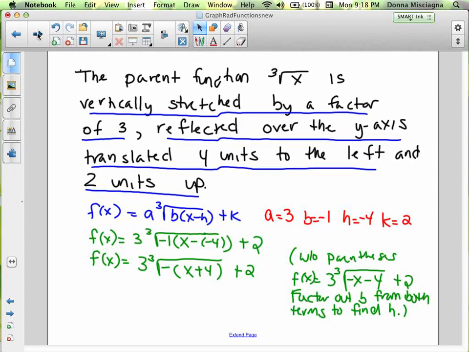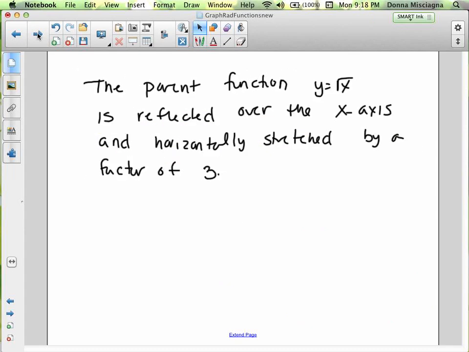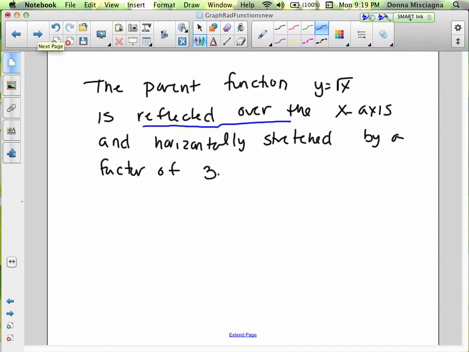Let's see, do I have another one, or was that the last one? I think this is the last one. So parent function y equals the square root of x is reflected over the x-axis and horizontally stretched by a factor of 3. And I tried to keep the things happening in this one to a minimum because this one is a little trickier.